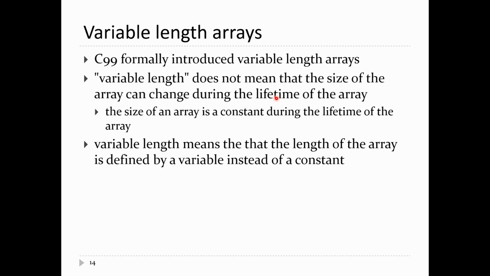So the arrays that we've been looking at so far all have fixed size, where the size is defined by some constant. Either you write something like int n[3], or you write int n[] equals and then braces with some number of values. C99 formally introduced what are called variable length arrays. They existed before C99, so the compiler implementers put them into the language, but they weren't formally part of the language until C99. Now, variable length doesn't mean what you want it to mean, unfortunately.